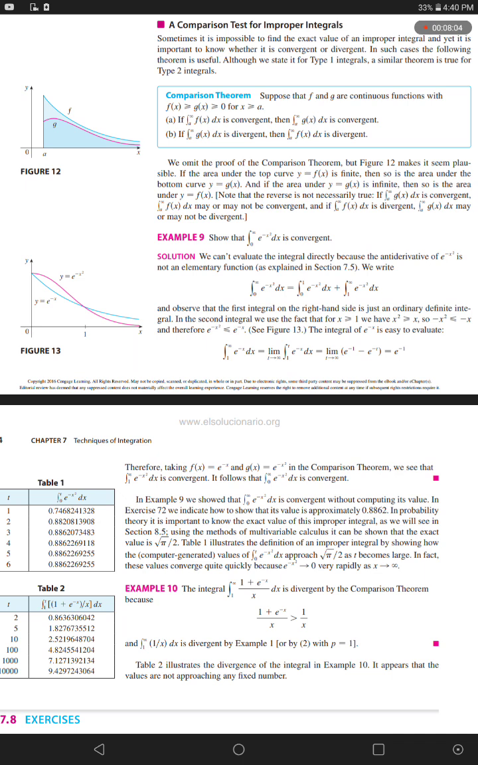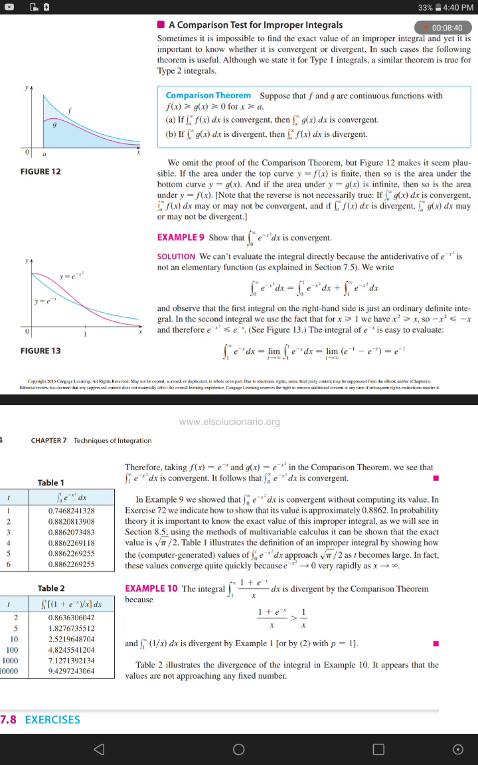And observe that the first integral on the right hand side is just an ordinary definite integral. In the second integral, we use the fact that for x greater than or equal to 1, we have x squared is greater than or equal to x. So negative x squared is less than or equal to negative x. And therefore, e to the power negative x squared is less than or equal to e to the power negative x. See figure 13.